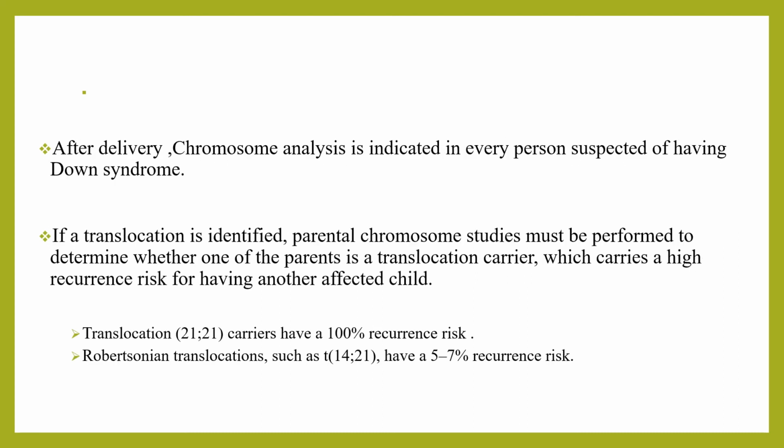After delivery, chromosomal analysis is indicated in every person suspected of having Down syndrome. If a translocation is identified, parental chromosome studies must be performed to determine whether one of the parents is a translocation carrier, which carries a high recurrence risk for having another affected child. This is used to counsel the family about the recurrence of the disease. For example, if it is a translocation 21;21, it carries around 1% recurrence risk, whereas other translocations such as 14;21 have a 5 to 7% risk.